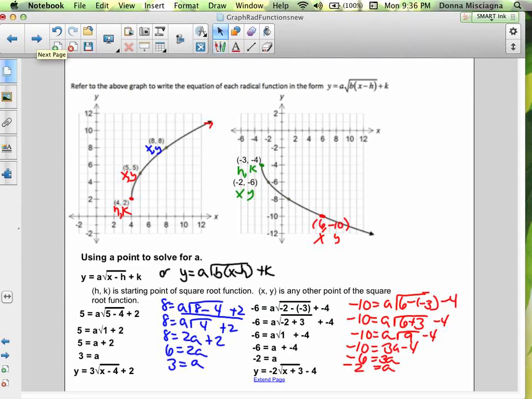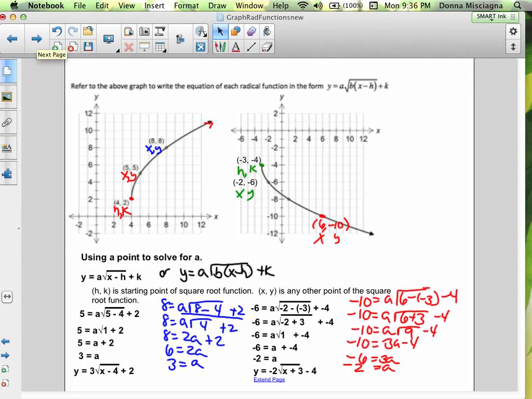See, so there's a relationship. That relationship holds true for any pair of points on this function. It doesn't matter which points you use, just that x and y and h and k have to be different. Can't use the same point twice. All right, and that's all there is to it.